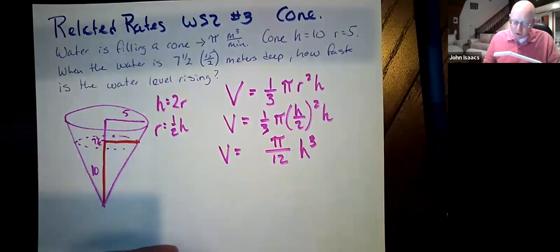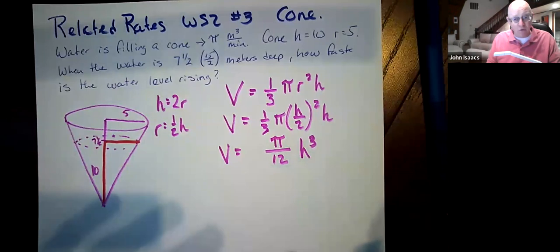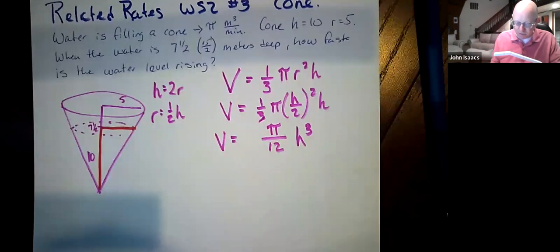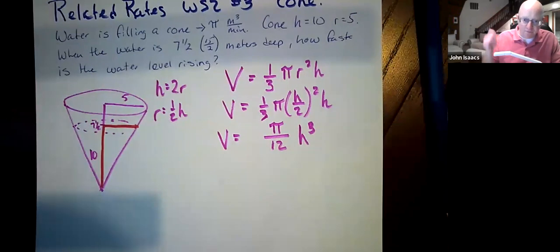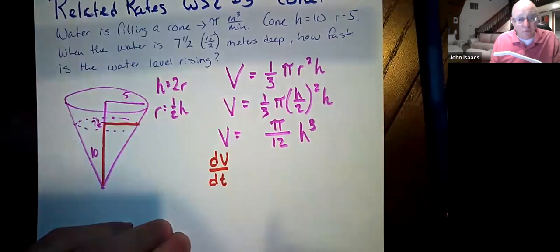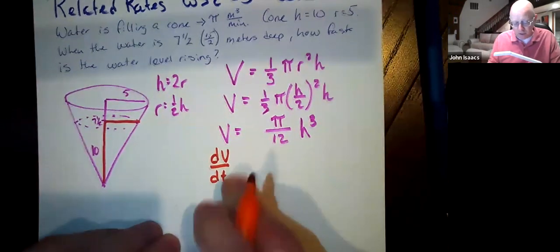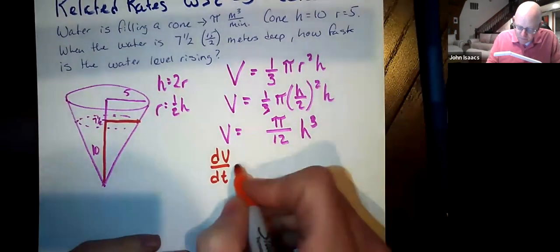Okay, so now we have volume in terms of just one variable. So we've avoided the product rule, and that's going to be a little bit easier. And now we take the derivative. So the derivative, dV/dt, the derivative in terms of time, is what's going to connect our related rates, our dV/dt and our dH/dt, our change in height.